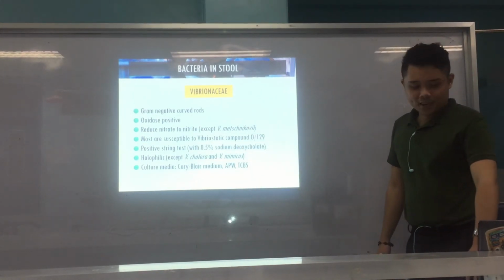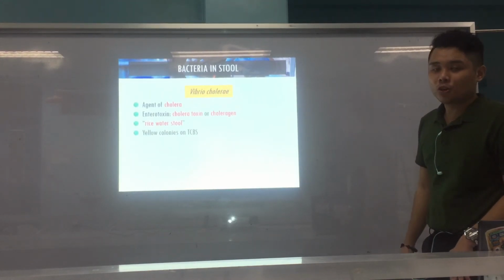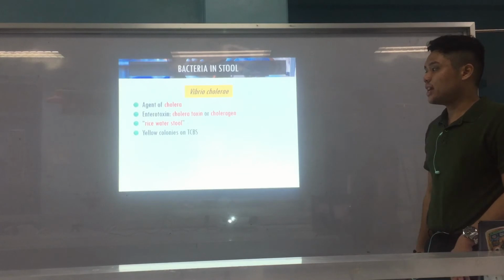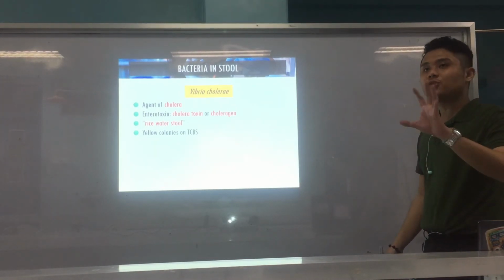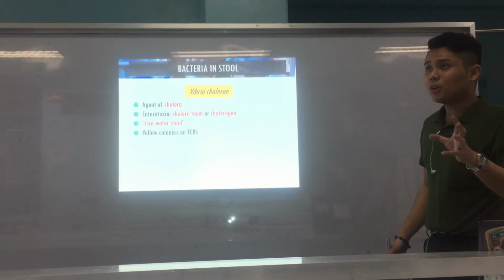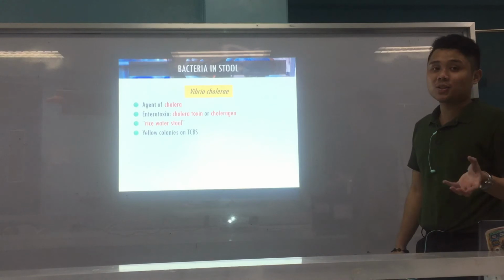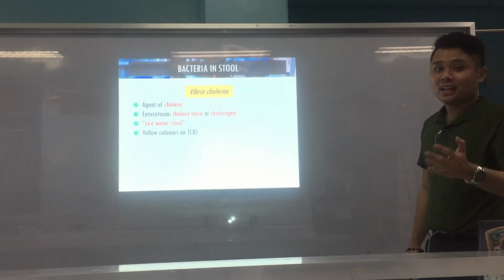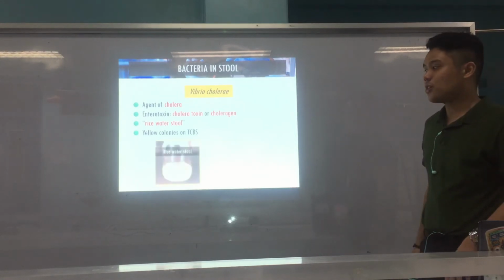Next, Vibrio cholerae, the agent of cholera. It produces an enterotoxin, choleragen or cholera toxin. The characteristic stool is rice water stool. Compared to typhoid fever, which has pea soup stool, cholera has rice water stool. It was mentioned already in your non-enteric biochem. It shows yellow colonies on TCBS because it ferments sucrose.